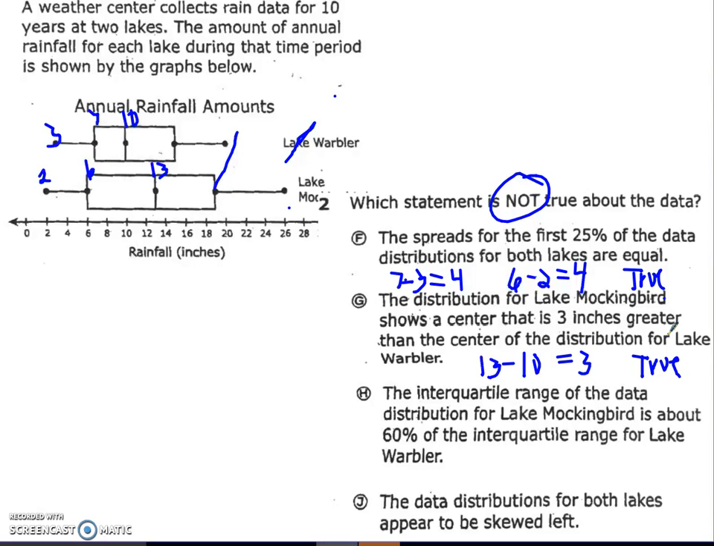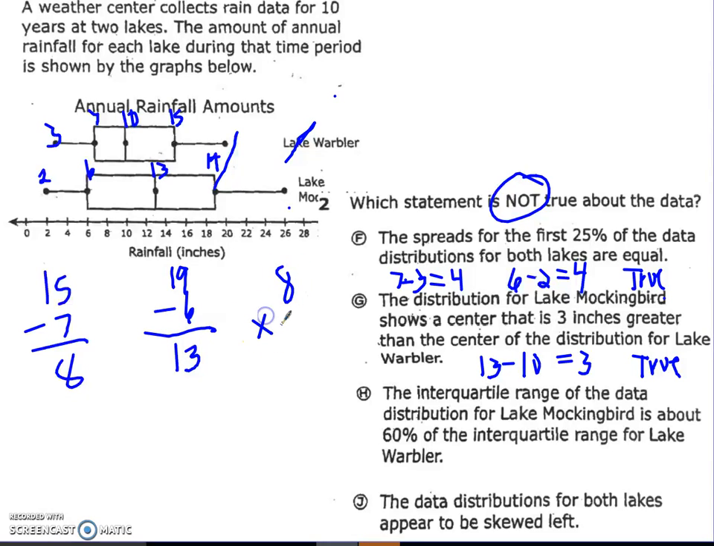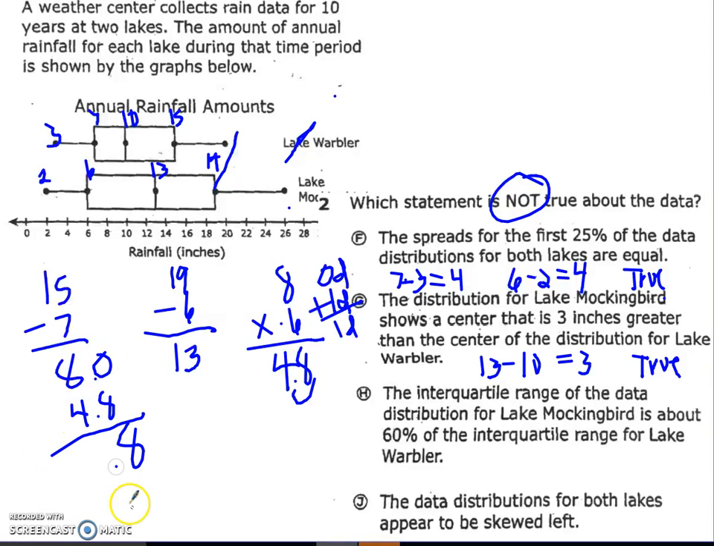Wobbler. So this appears to be 15. 15 minus 7 is 8. This one appears to be 19. 19 minus 6 is 13. So if we do 8 times 60%, we get 4.8. So 4.8 plus 8 will get me 12.8, which is very close to 13. So that's true.